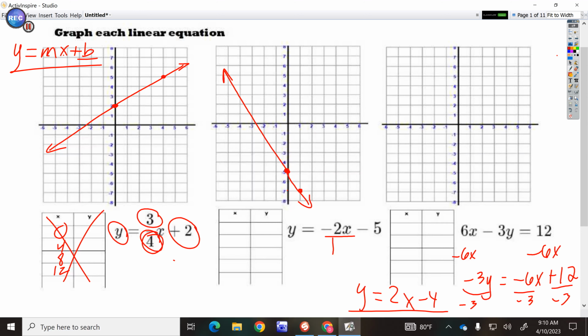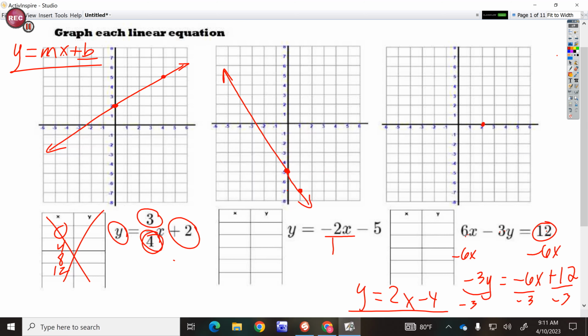I showed you the work in case 6 and 3 don't go into 12. But in this case, the 6 and 3 go into 12. Yes, so the easiest method is what I've taught you in class. Cover the y. 6 times what equals positive 12? 2. That's your x-intercept. Now do the opposite. Cover the y, or cover the x.